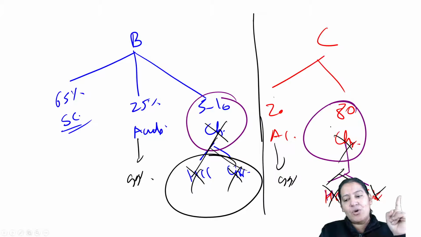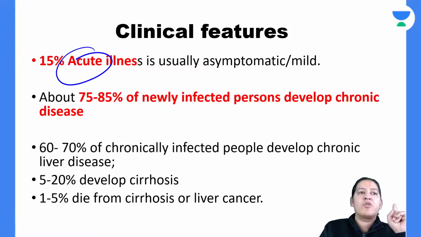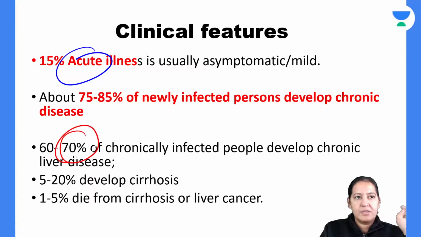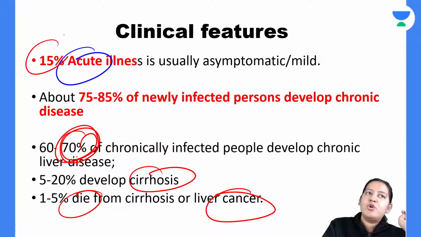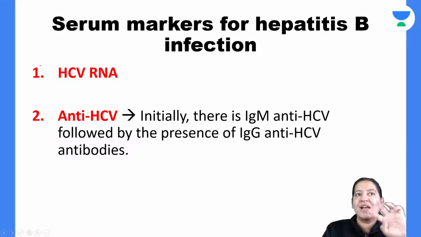So C leads to chronicity. The most common chance of converting to chronicity, 70 to 80%, is in C. Fan is not working. So 70 to 80% it is in C, right? Out of these, many die, many develop cirrhosis, many develop cancer, right? Only 15 to 20% will be acute. So you have to understand these percentages.